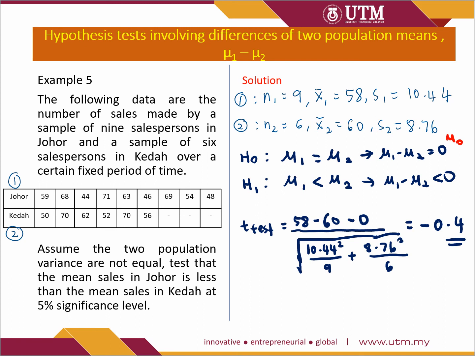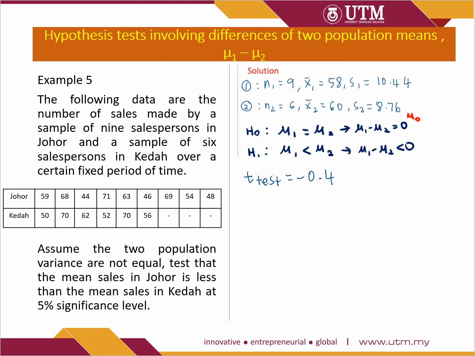Now we have to identify the critical value. Given alpha is equal to 0.05 and given that our alternative hypothesis is less than, the critical value should be negative t, alpha 0.05, and the degree of freedom V, where V is given by this formula.